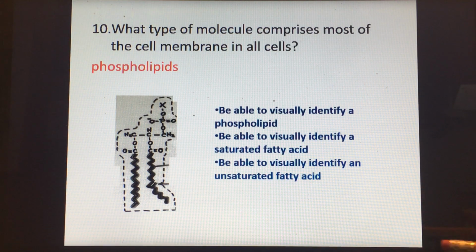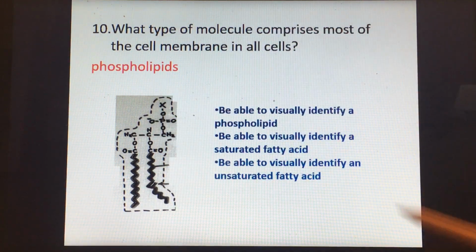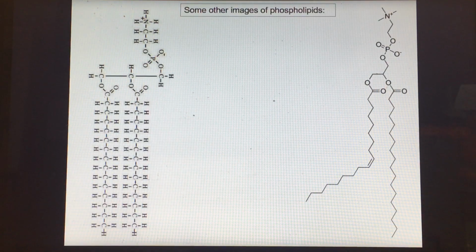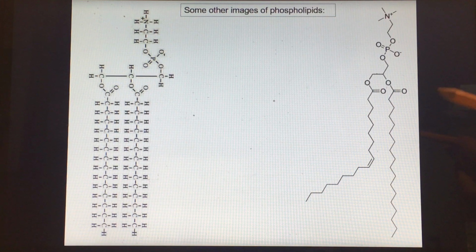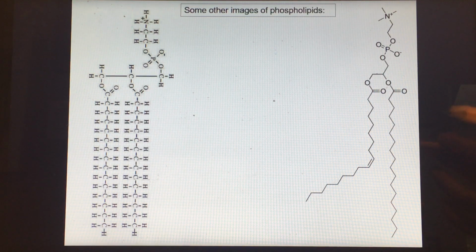Sometimes we find alternative diagrams. You ought to be able to recognize any phospholipid based on its components, even if it's drawn differently by a different graphic artist. So you're going to be looking for your 2 fatty acid tails, your glycerol chain, and your phosphate group. So here are 2 other diagrams. We want you to be able to open up any biology book and recognize these molecules, even if the diagram is a little bit different.